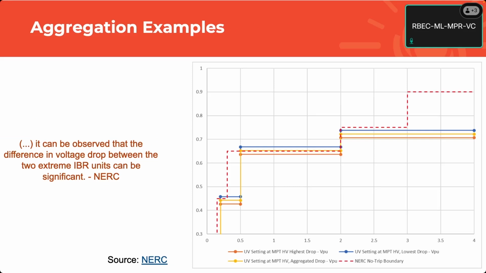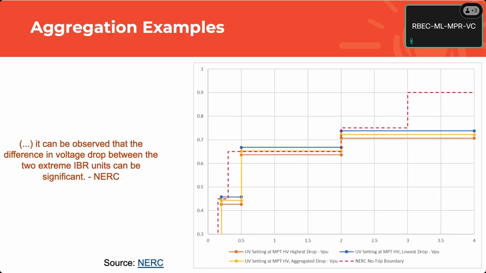So the dotted line is the no trip boundary, and you can see the two lowest drops, the blue and the yellow, which is lowest and highest. Sorry, lowest is blue, highest is red, and the yellow is the aggregate. They're all different voltages throughout the plant. Some are on one side of the trip curve and some are on the other side of the trip curve. So it just goes to show, graphically, when they do the math in an example system, some are going to trip, some aren't going to trip, and you'll see that throughout. This is the same thing on the other side.